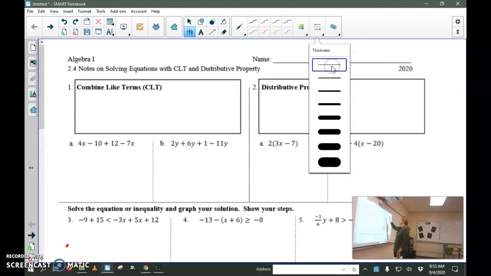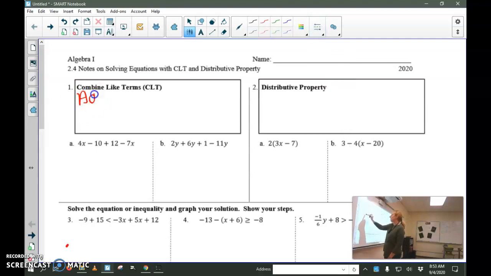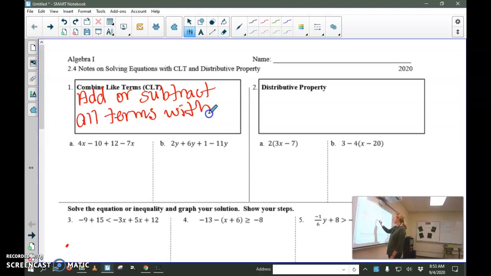Combining like terms means that we are going to add or subtract all terms with common parts. Now, this should be a review from previous years in math, so we're just going to go through and remind ourselves of what that means. In part A, I have 4x minus 10 plus 12 minus 7x.